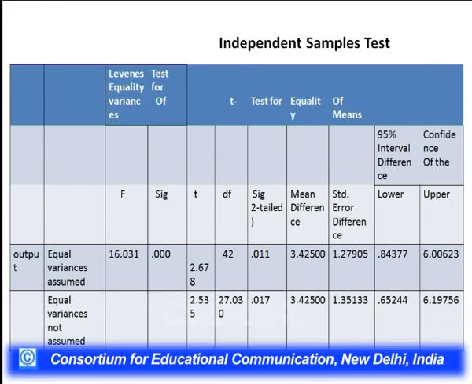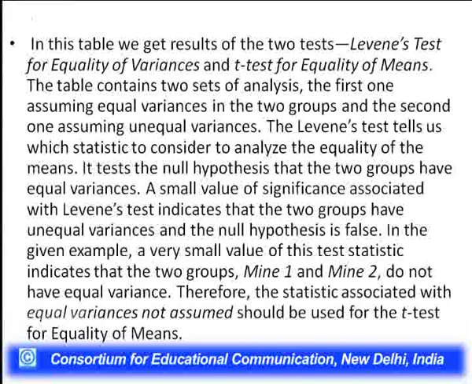So you can see here that the significant value is 0.000 and the t is 2.6. Equal variance is assumed is 2.6 and equal variance is not assumed is 2.5. So, test for equality of variance of means. In this case also 0.011 and 0.017 is there. In this table we get the results of the two tests, Levene's test for equality of variance and t-test for equality of means.